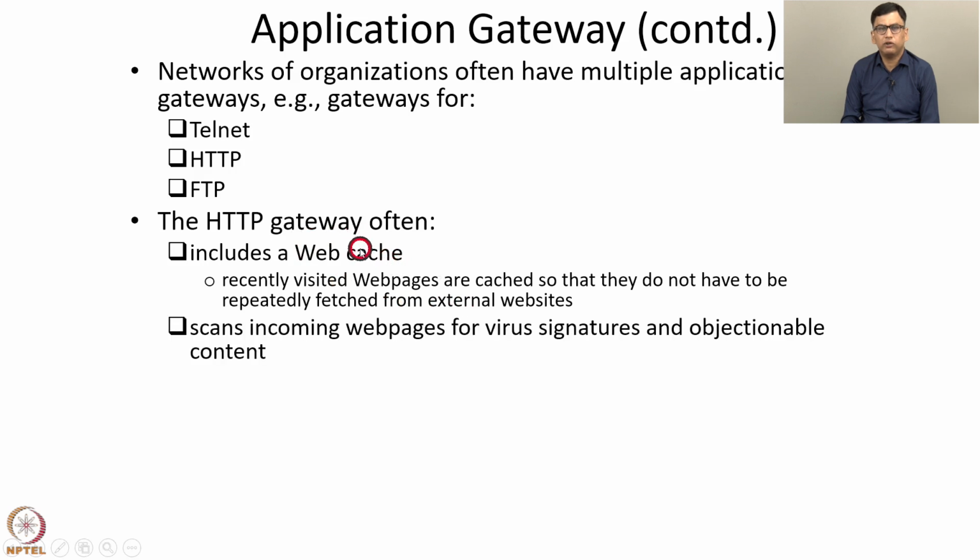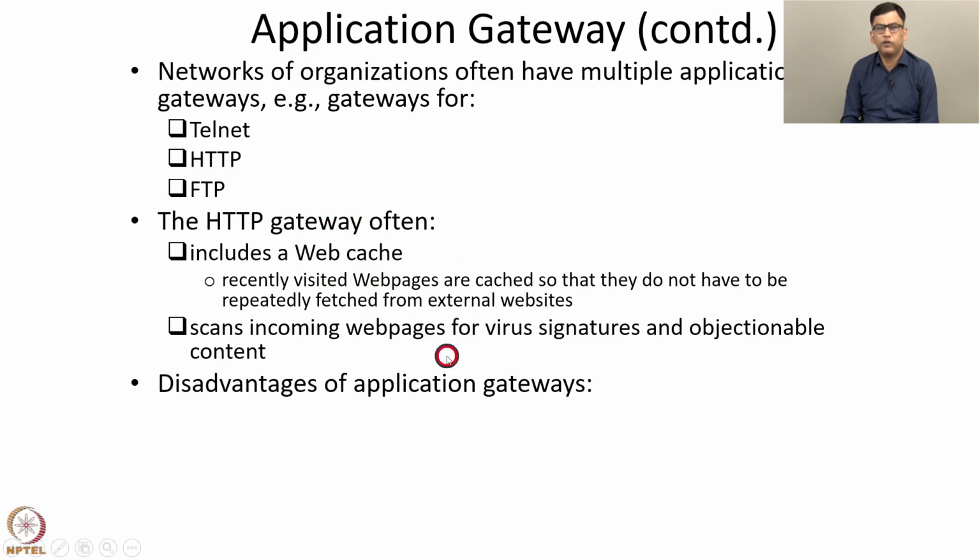The HTTP gateway also scans incoming web pages for virus signatures and objectionable content. So if there is some malware which some external website is trying to send to an internal user, those packets will be blocked by the HTTP gateway. And if some users attempt to download objectionable content, that is also blocked by the HTTP gateway. This is possible because the HTTP gateway examines the application data, not just the headers in the packet.